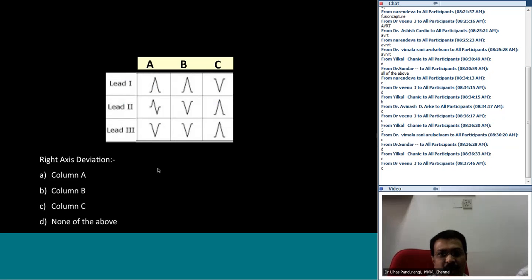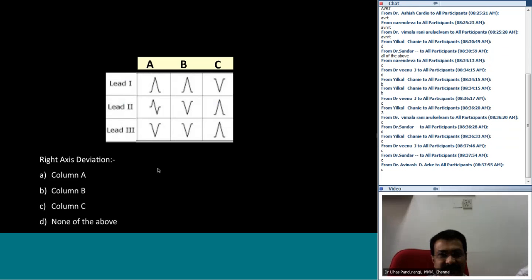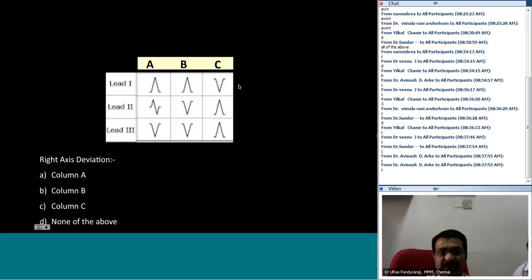Vinu and Srinivasan say it is column C. Sundar says C. Every one of you said it correctly. If you have a negative complex in lead 1 and positive in lead 2 and 3, the axis has to be away from lead 1 and in the right quadrant. Hence, this is right axis deviation.